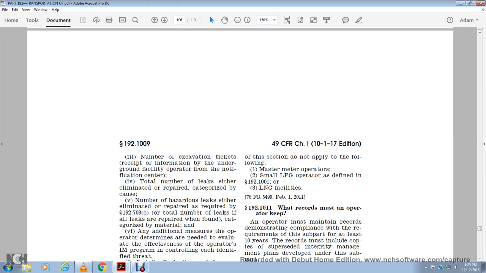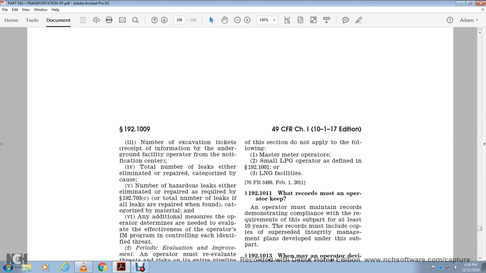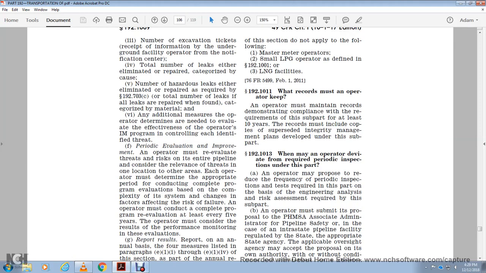The total number of all leaks repaired and found, categories of the material in addition with the measure for the operator to determine the need to evaluate the effectiveness of the operator's integrated management program control for each identified threat. Periodic evaluation and improvement: the operator must reevaluate the risk of the entire pipeline, considering the relevance of the threat of one location to the other.